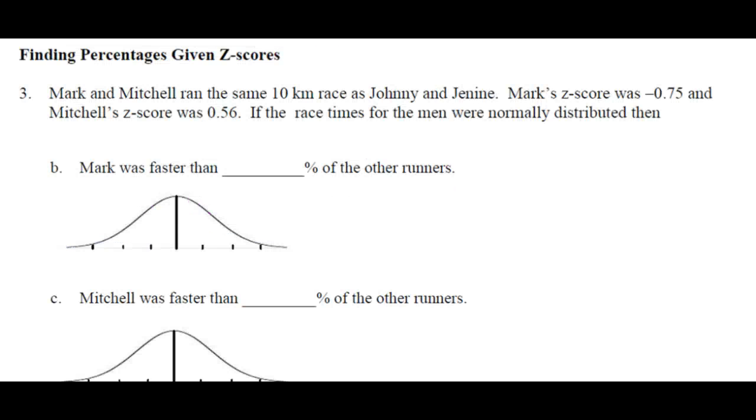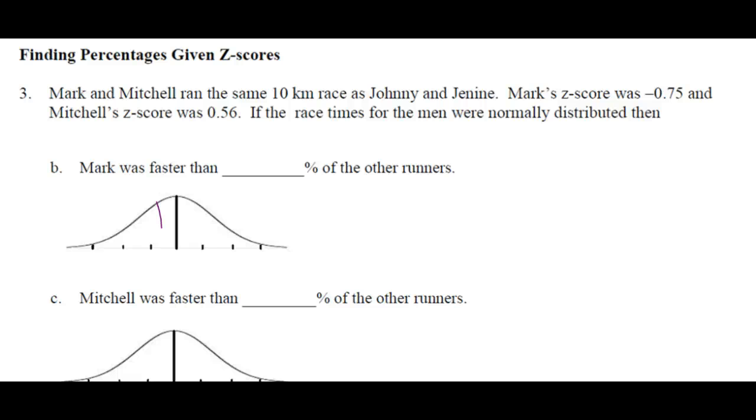Finding percentages given z-scores. Mark and Mitchell, did we do this? Oh, okay, so Mark and Mitchell ran, so this time we want percentages. This is just more of the same. Mark and Mitchell ran the same 10-kilometer race as John. Okay, so it's the same scenario. Mark was faster than what percent of the runners? So what was Mark's z-score? Mark's z-score was negative 0.75.